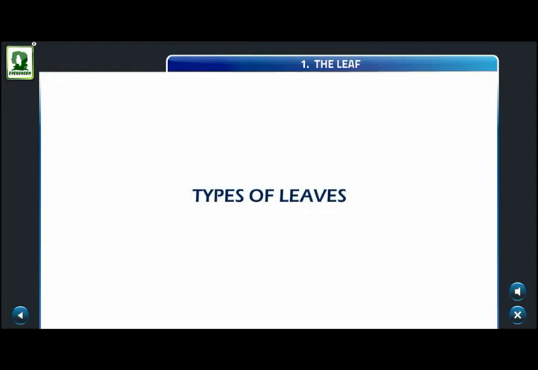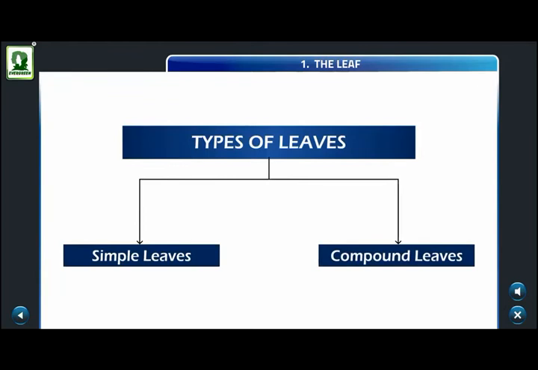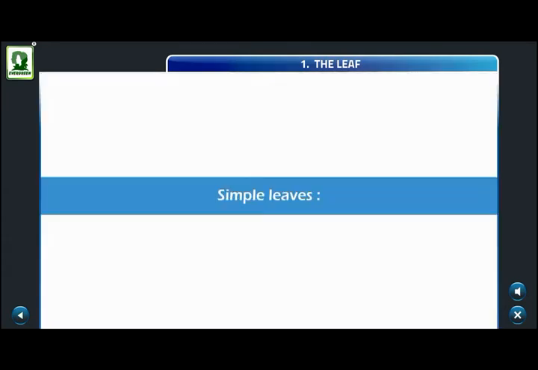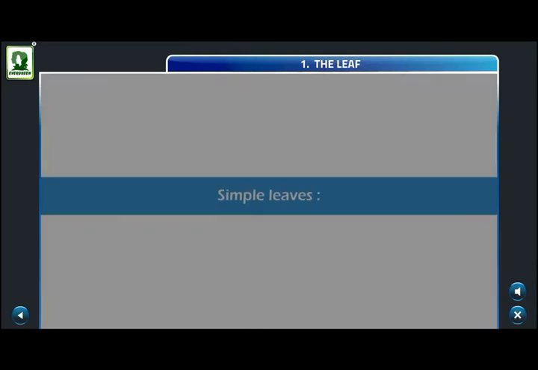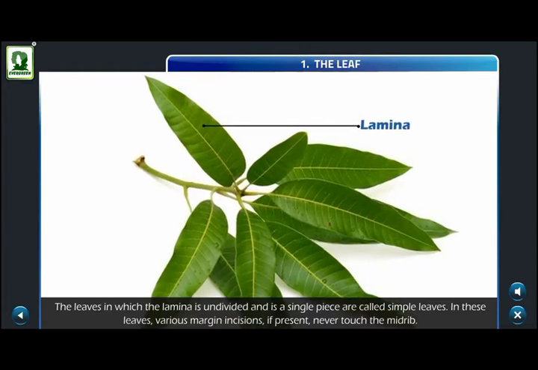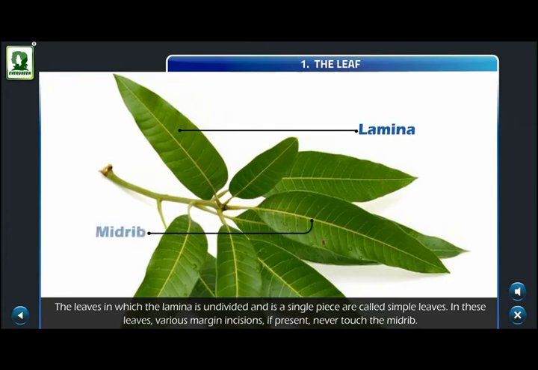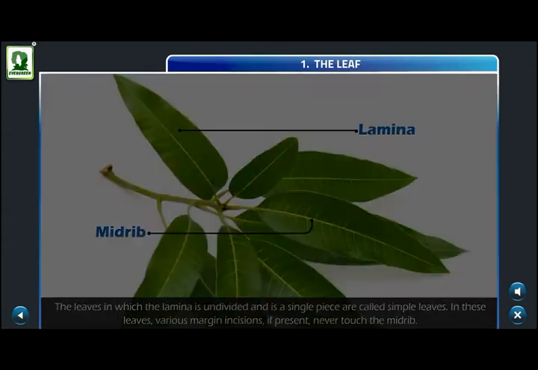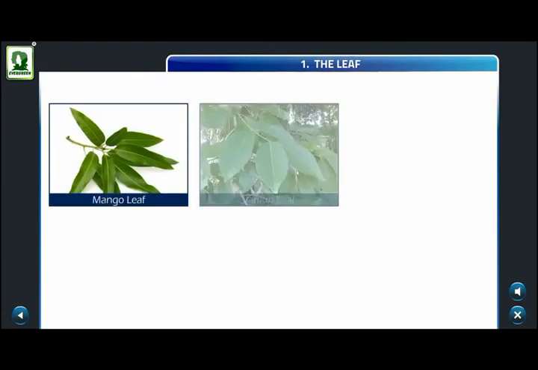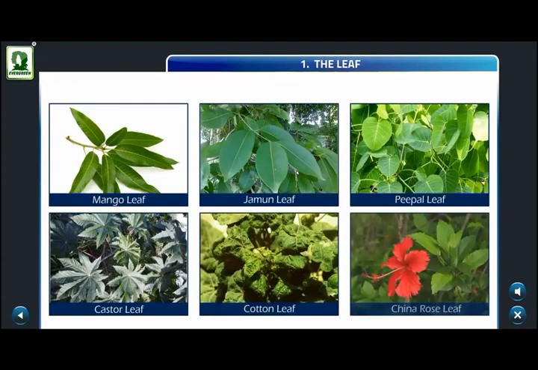Types of leaves: simple leaves, compound leaves. Simple leaves. The leaves in which the lamina is undivided and is a single piece are called simple leaves. In these leaves, various margin incisions, if present, never touch the midrib. Examples: mango, jamun, peepal, castor, cotton, China rose.